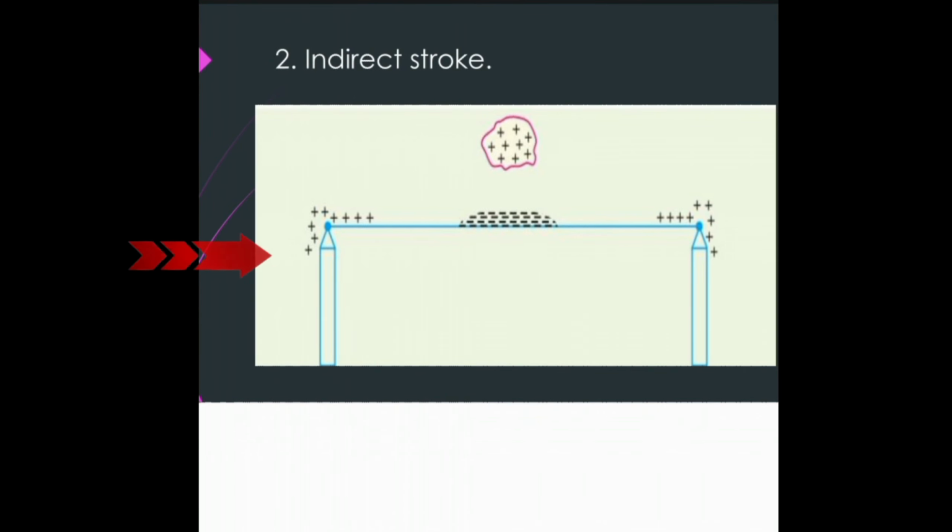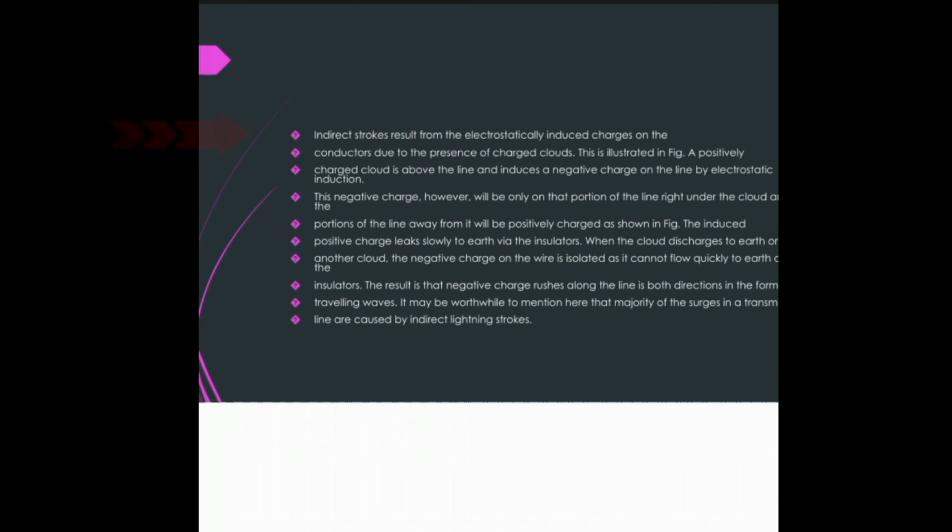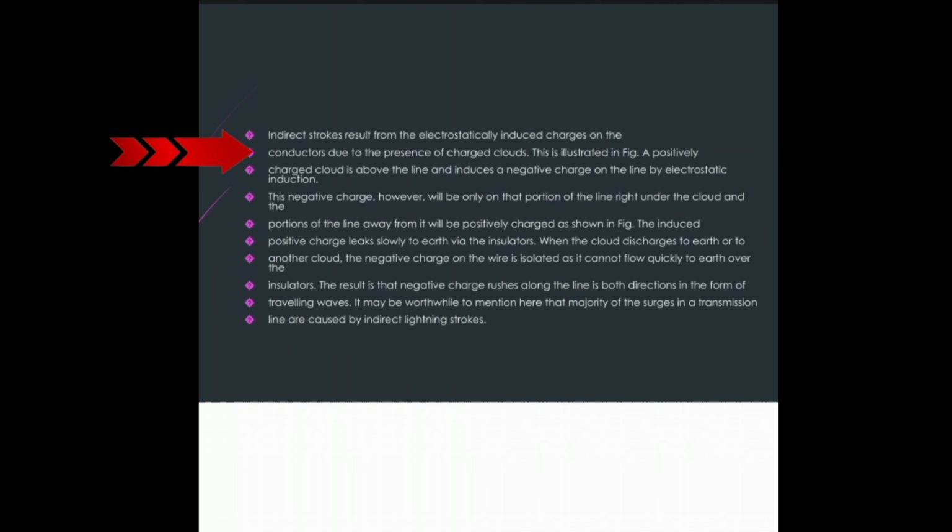Indirect strokes diagram. Indirect strokes result from the electrostatically induced charges on the conductor due to the presence of charged clouds. This is illustrated in figure A. A positively charged cloud is above the line and induces a negative charge on the line by electrostatic induction. The negative charge, however, will be only on that portion of the line right under the cloud. The portion of the line away from it will be positively charged, as shown in the figure.